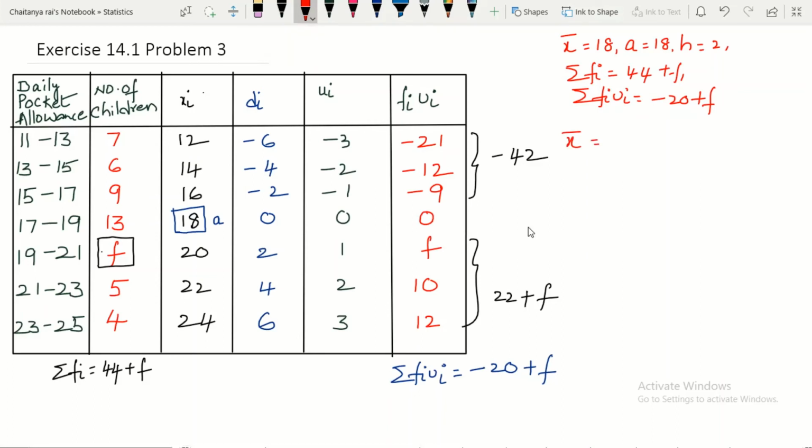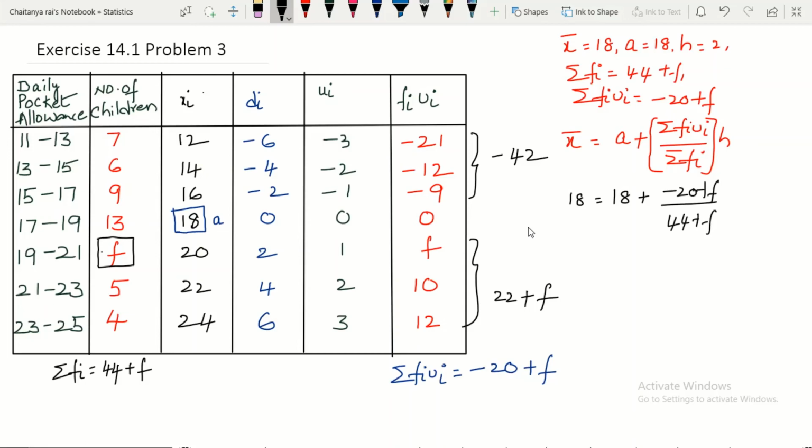The formula is x bar equals a plus sigma fi ui divided by sigma fi, times h. So we substitute those values directly. x bar is 18, the assumed mean is also 18. This value is negative 20 plus f divided by 44 plus f, times 2.